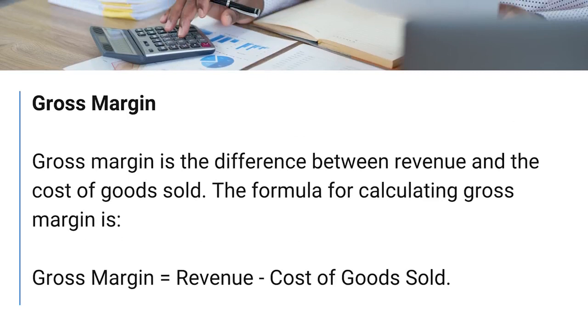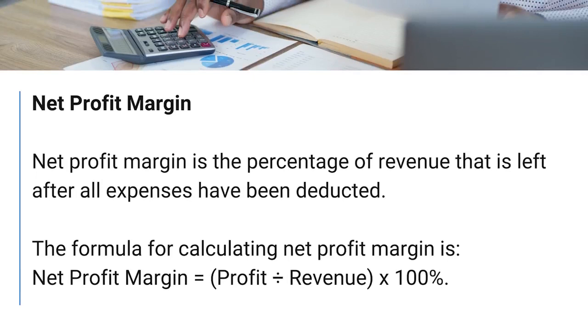Gross margin is the difference between revenue and the cost of goods sold. The formula for calculating gross margin is gross margin equals revenue minus cost of goods sold. Net profit margin is the percentage of revenue that is left after all expenses have been deducted. The formula for calculating net profit margin is net profit margin equals profit divided by revenue times 100%.